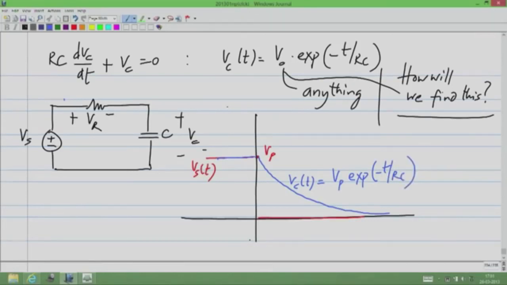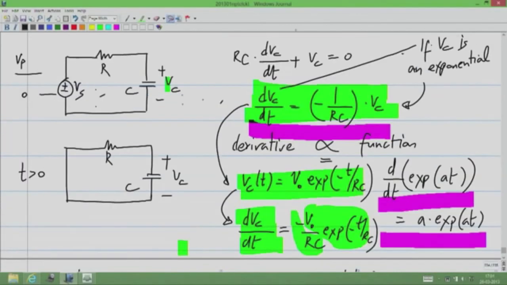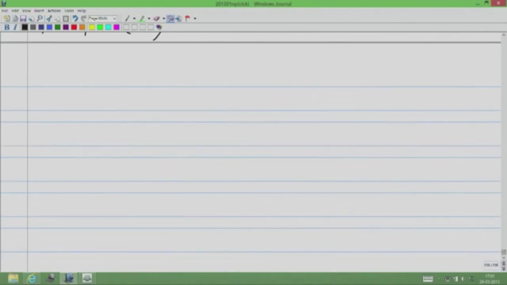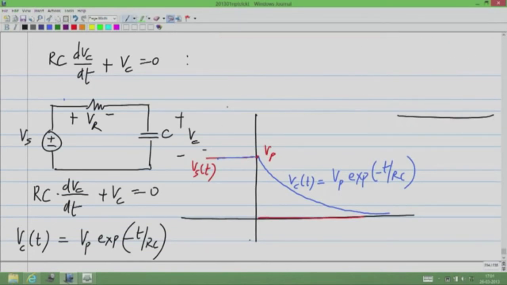Okay, and the differential equation governing this is Rc dVc by dt plus Vc equals 0, and the solution is Vc of t is Vp exponential minus t by Rc. So by now you should be comfortable with these results. If you have any questions at all, let me know. I will clarify that further. Okay, any questions about this?